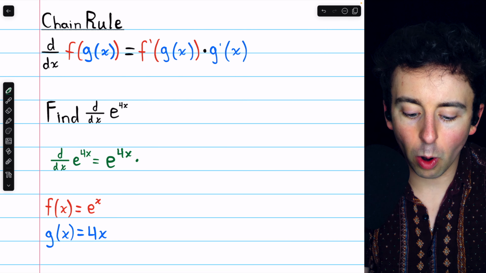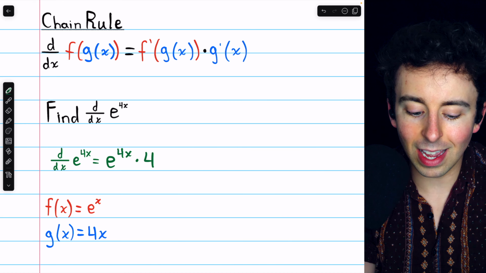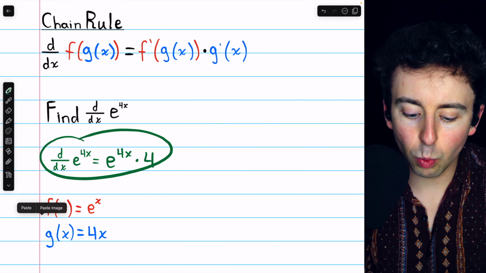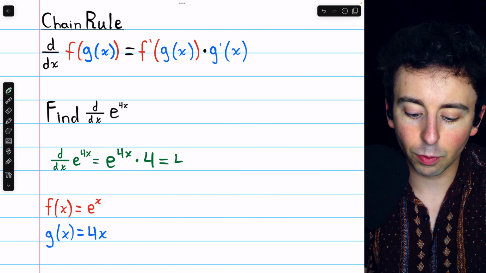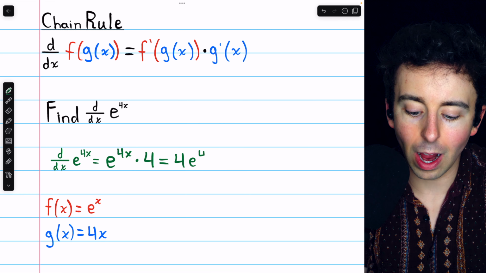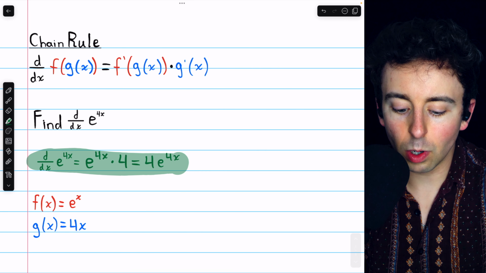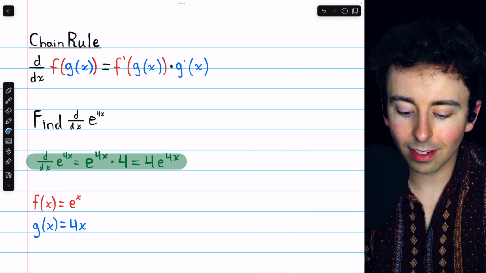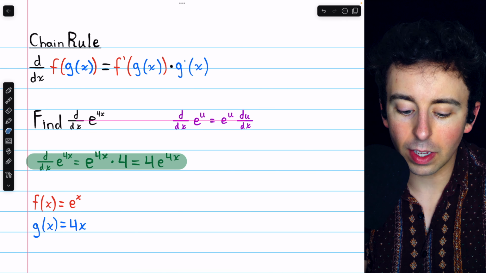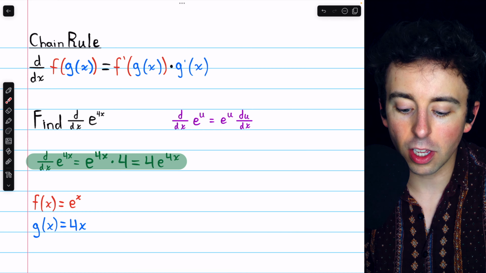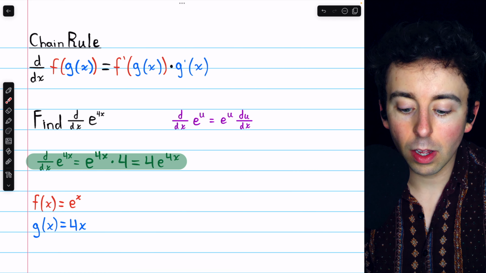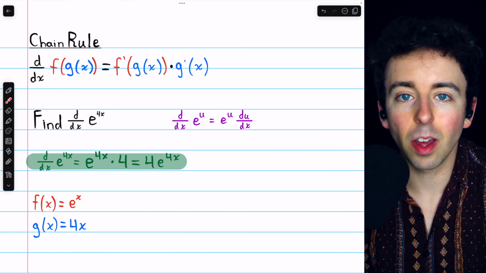The derivative of 4x is just 4, so this is our derivative, which we may prefer to write as 4e to the 4x, just moving that coefficient in front. And that's how to find the derivative of e to the 4x. In general, the derivative of e to the power of some function u is just e to the u multiplied by the derivative of u.